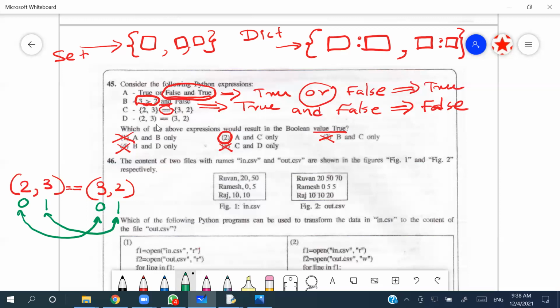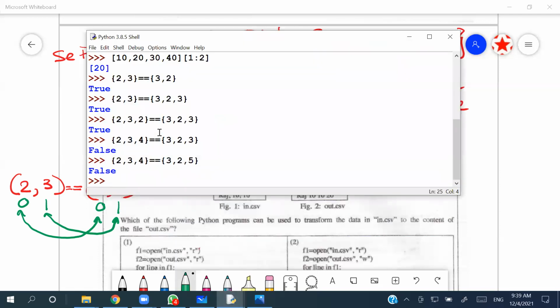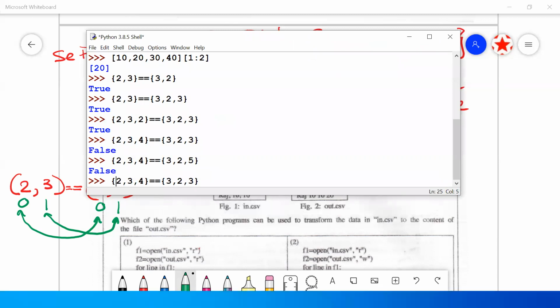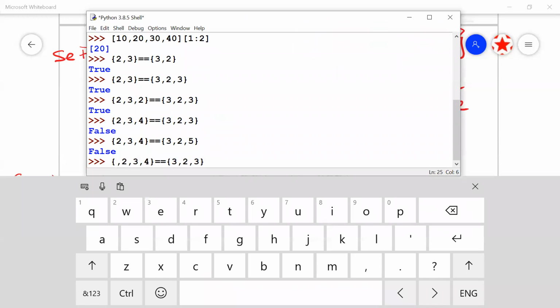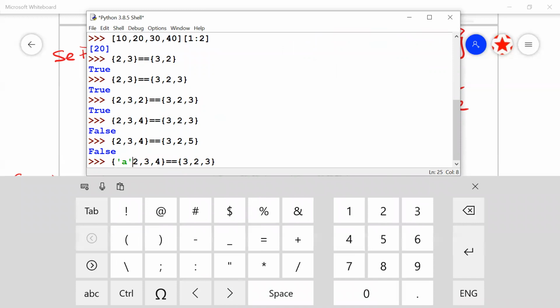So remember, this goes the same way with the list as well, right? So list, tuple, dictionary. Let's check the dictionary as well, since they have given different kinds of variations. We have to figure that out as well. If I take a dictionary, something like this, let's say I'm going to take A colon 2.